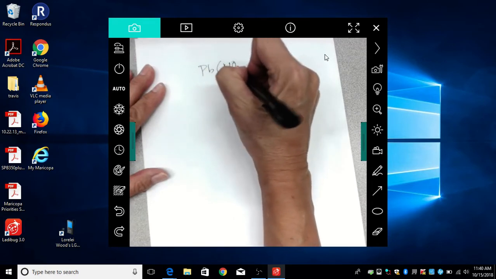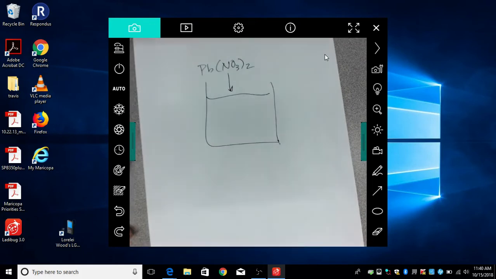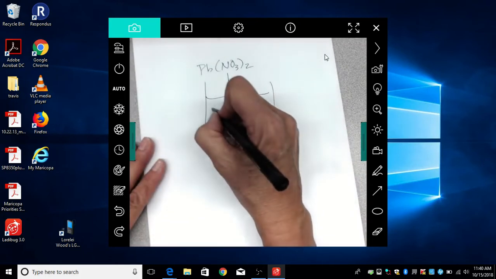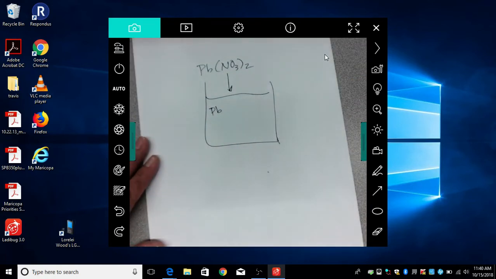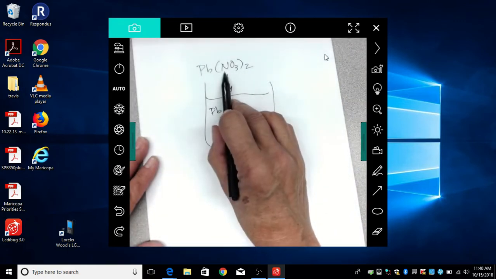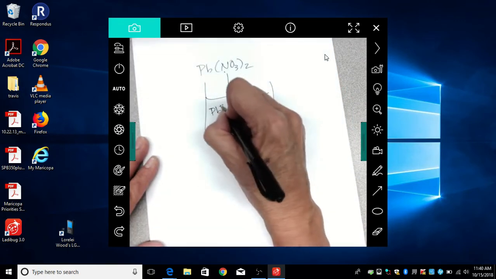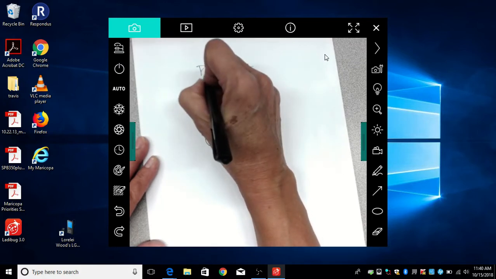Here's a ternary ionic substance. If I put this in water, it's going to break up into its component ions. What are the component ions that it's going to break up into? Lead. And what would be the charge on a lead ion, based on this nomenclature for lead nitrate? +2, because you know that nitrate is -1 and there are 2 of them. So that must mean that the lead is +2.